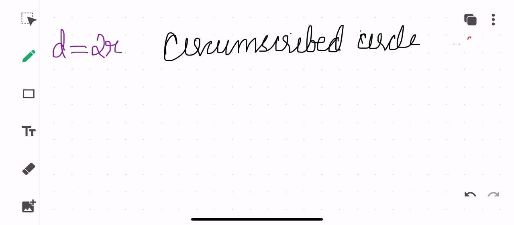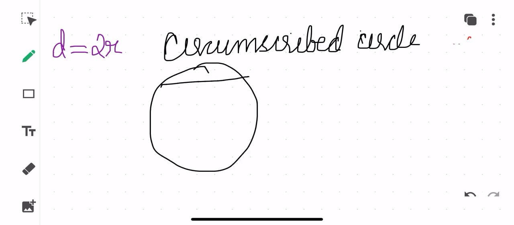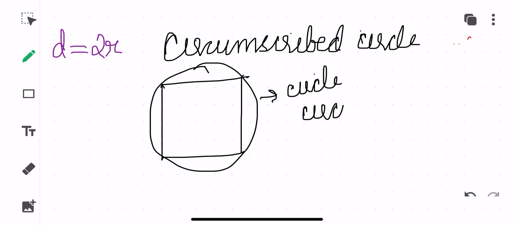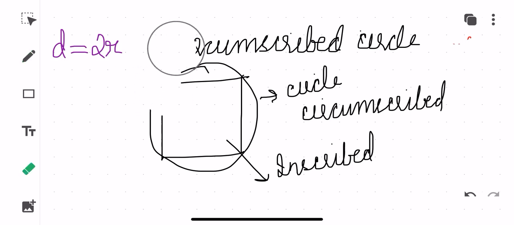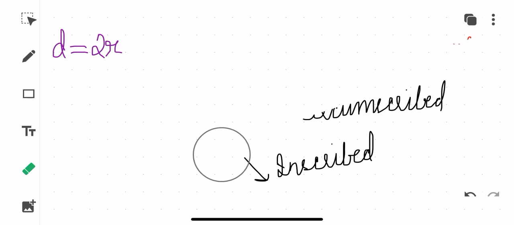And one more thing, children. Suppose this is the circle and here I am drawing a square or a rectangle. Then this circle is called circumscribed. Whichever is outside, that is called circumscribed, and the polygon or square here is called inscribed, because it is inscribed inside. Whichever is inside is called inscribed, and whichever is covering is called circumscribed. Now we will move to the next part, the inscribed circle, also called the incircle. As the name suggests, children, what is an inscribed circle?